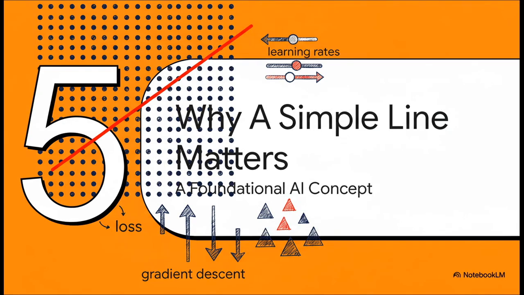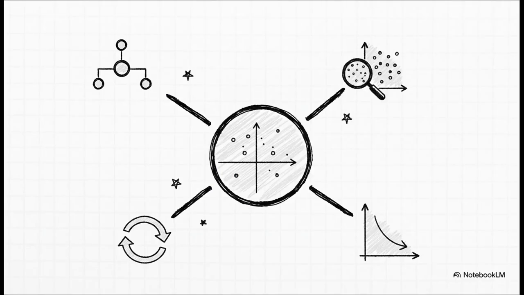So after all that, after the loss and gradient descent and learning rates, you might be wondering, why does drawing a simple straight line through some dots matter so much? It matters because this process, this core loop of measuring your error and then taking a small step to fix it, this is the absolute bedrock of so much of modern AI. It's the same fundamental idea that powers those massive, incredibly complex neural networks you hear about that can write text or create images. It all comes back to this.